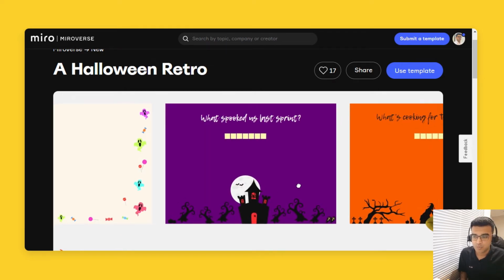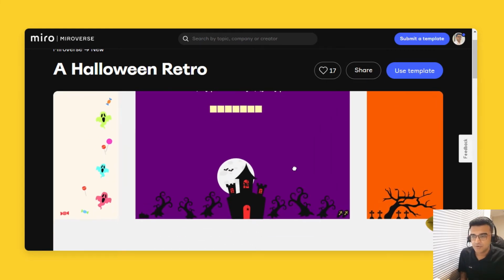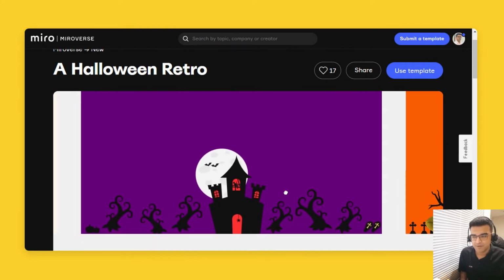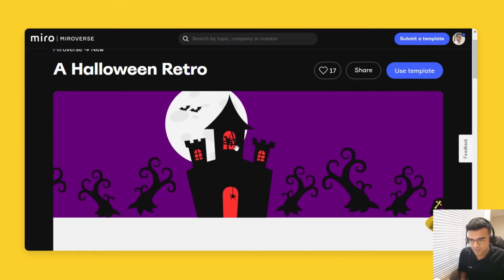The next one is what spooked us last sprint. Okay, now this is scary, but it has to be done. Grab a post-it note and make a note of what didn't go so well during the last sprint. But of course, don't spend too much time over here, otherwise, the zombie will step outside of his haunted house and make you his next meal.